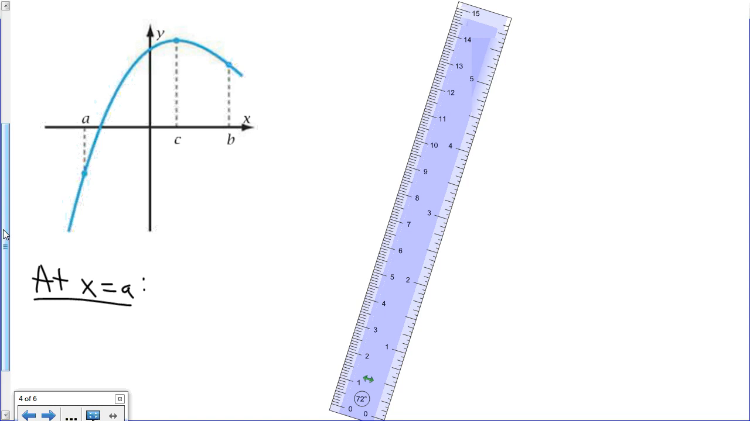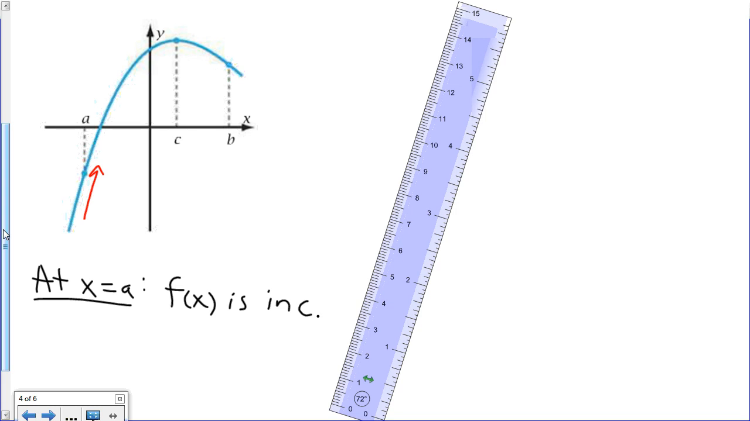I can definitely see that as I go from left to right, it's on its way up. So at x equals a, f of x is increasing. I'm just going to abbreviate that INC for increasing. You can do the same.